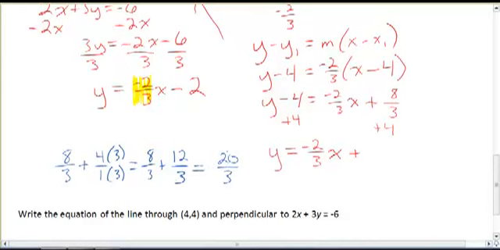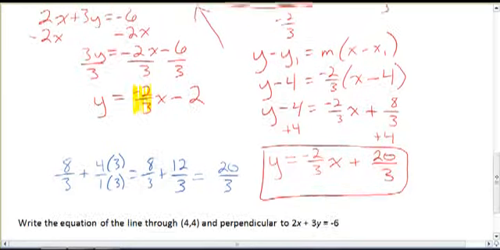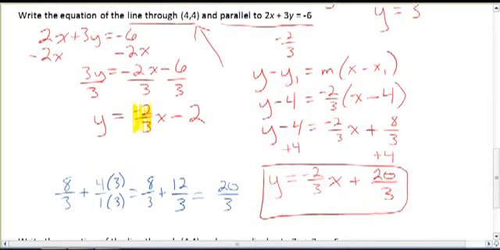So now coming back to my equation, I've added 8/3 plus 4, and I get 20/3. And there is my answer. This is the line that is parallel to the given line, the first line we started with. Let me see if I can scroll up and we can read it. There we go. Parallel to 2x plus 3y equals negative 6, and it passes through 4, 4. There's my solution. All right.